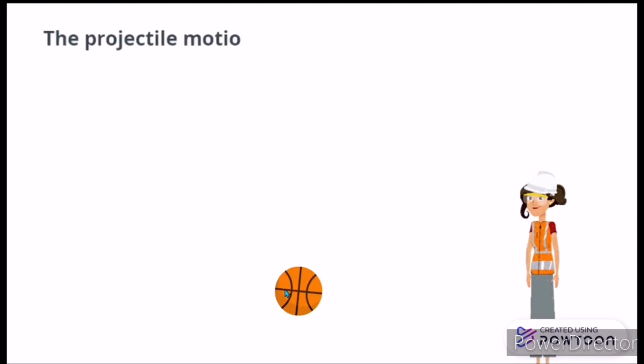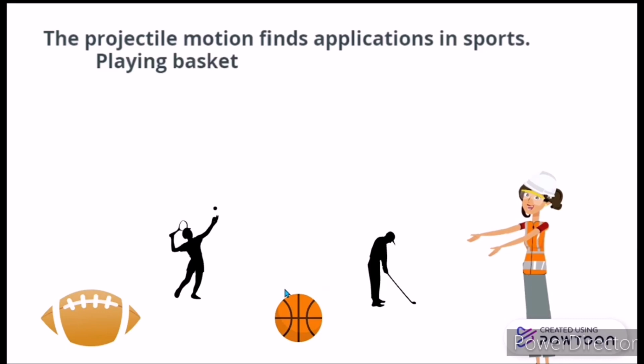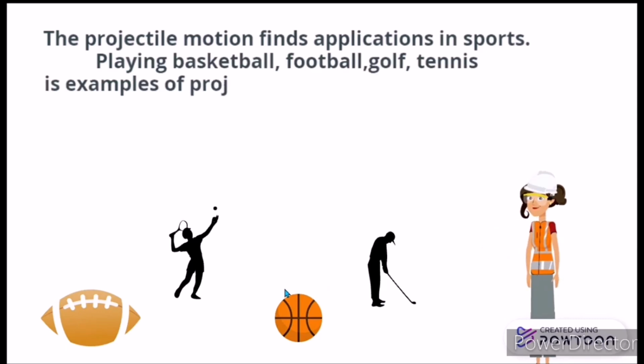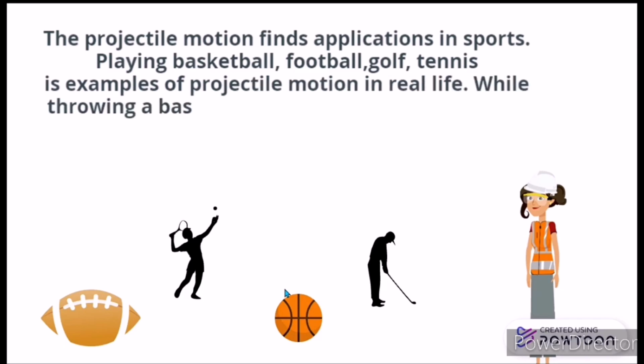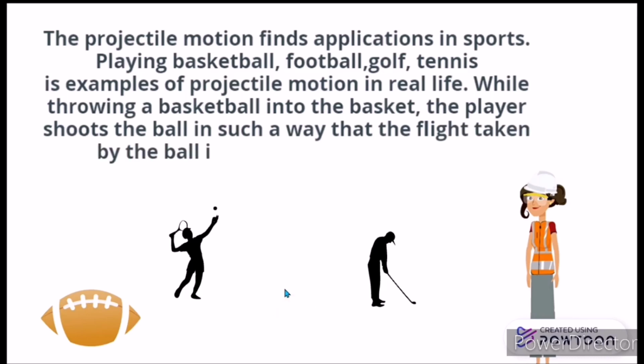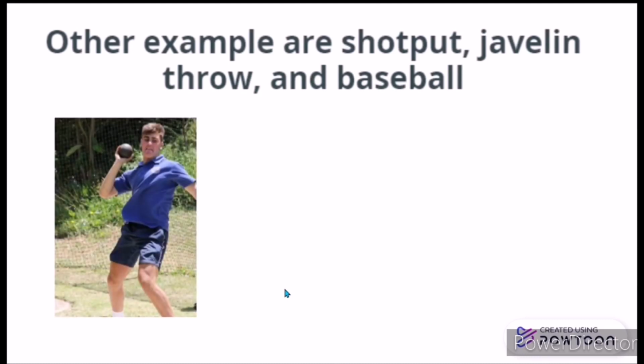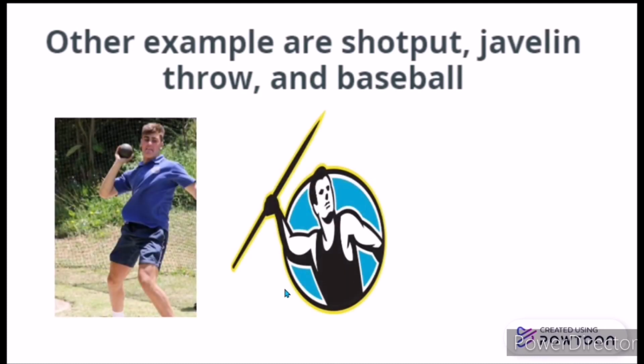Projectile motion finds application in sports. Playing basketball, football, golf, and tennis are examples of projectile motion in real life. While throwing a basketball into the basket, the player shoots the ball in such a way that the flight taken by the ball is in the form of a parabola. Other examples are shot put, javelin throw, and baseball.